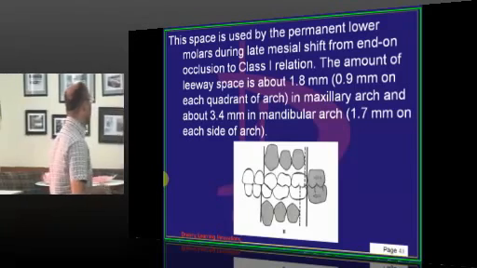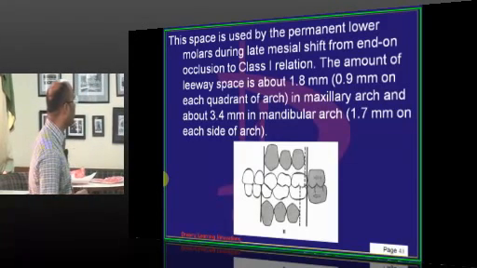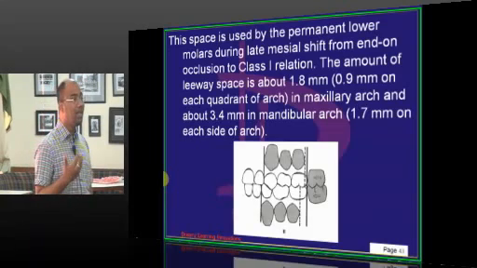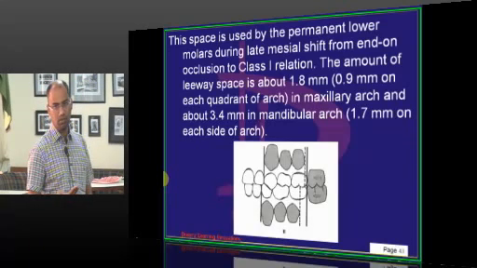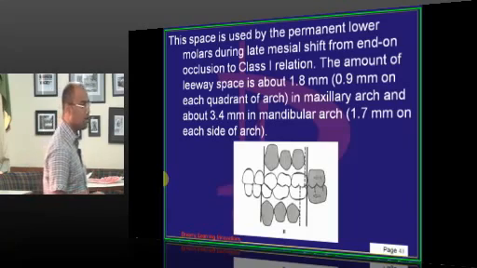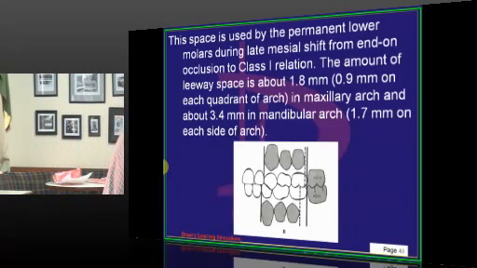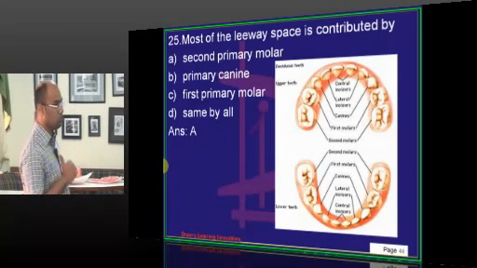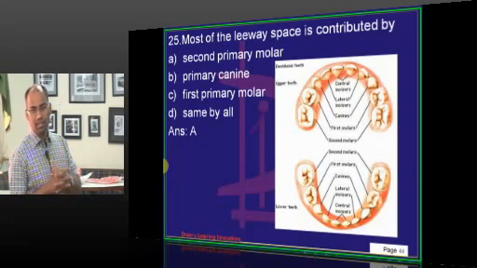So the space is approximately 1.8 mm in the upper and 3.4 in the lower. This accounts for the late mesial shift, which will help to establish a class 1 molar relationship from the end-on molar. Most of the leeway space is contributed by which tooth? As I said, what is leeway space?